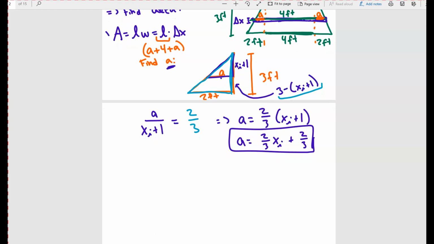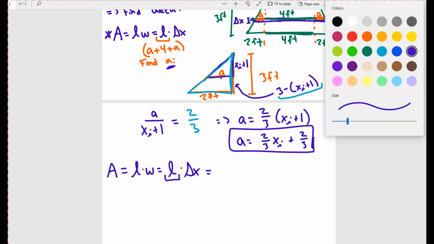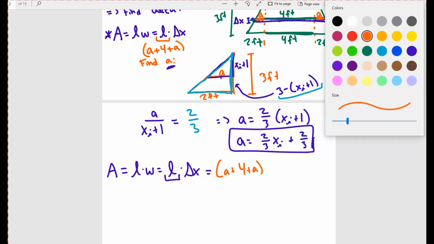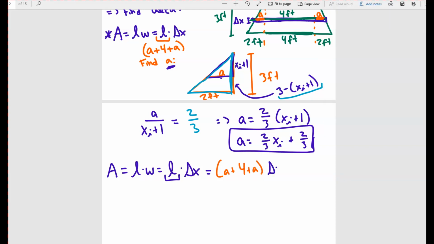So now let's go back to my A. We knew that my A, or my area, is equal to the length times the width, which is equal to the length times delta x. Now we figured out what my length was. My length was initially just A plus 4 plus A. And then we had this delta x on the outside.